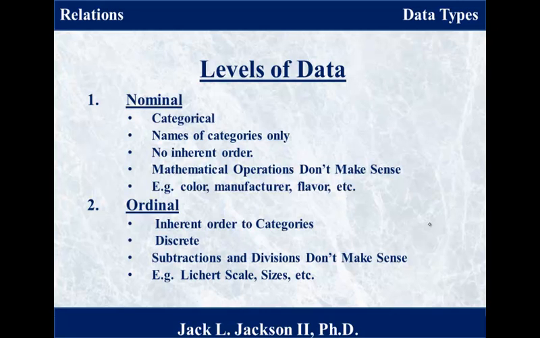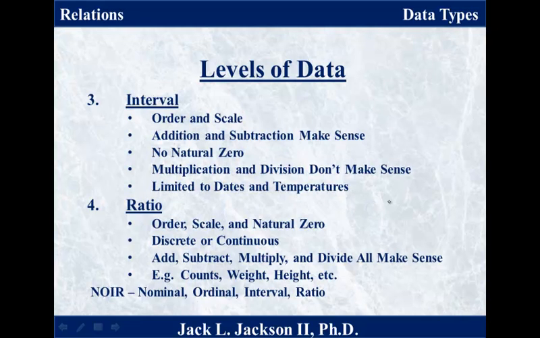And subtractions and divisions really still don't make sense. But there is some order to it. So things like a Likert scale. A Likert scale is these scales that go something like, strongly disagree, disagree, neutral, agree, strongly agree, or something like that. Those are Likert scales. They have an order, but you can't really do too much with them in terms of other things. Sizes, small, medium, large. Those are ordinal type of things. There's definitely an order there within the categories.